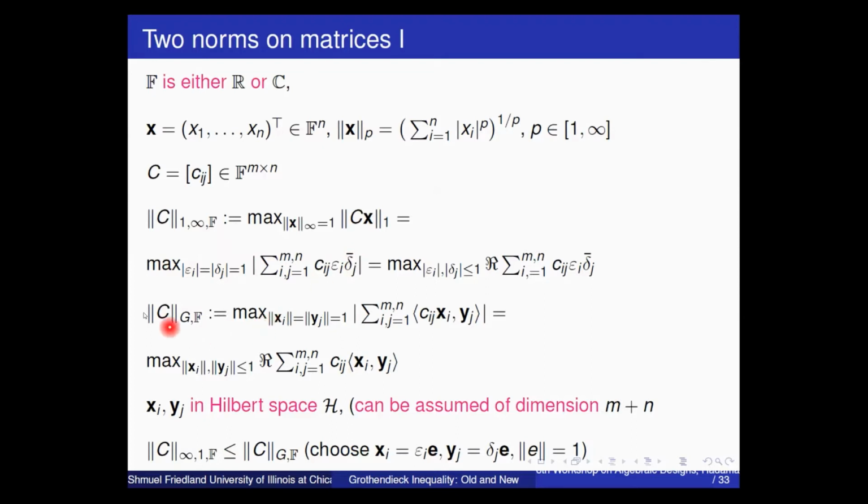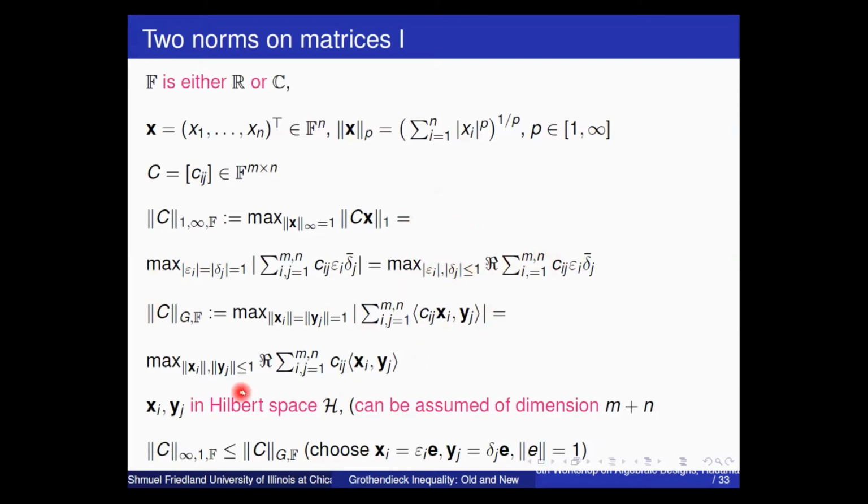Okay, so it can also be stated like that, the maximum of this bilinear form. If you are over complex numbers, you can take a bar. And it's not difficult to show that you can also reduce this to be less or equal than 1, and you take the real part.